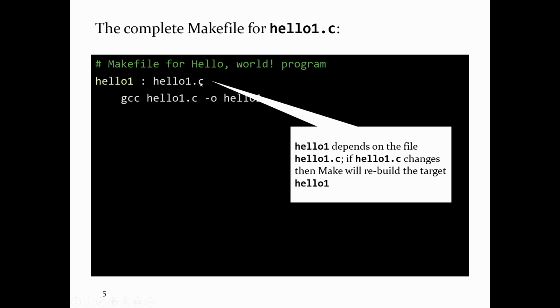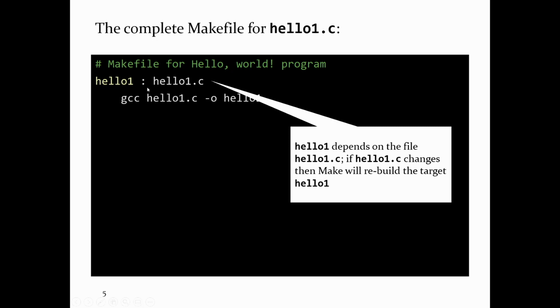So what that really means is, if any of the dependencies or prerequisites are newer than the target, then make will rebuild the target. So it's a very simple way of keeping track of whether changes to any of the files in your program have been made.